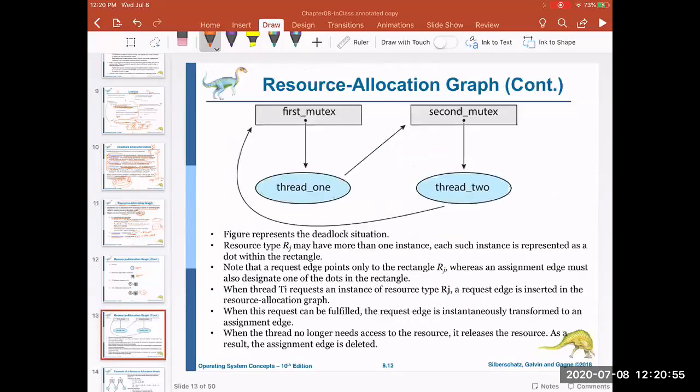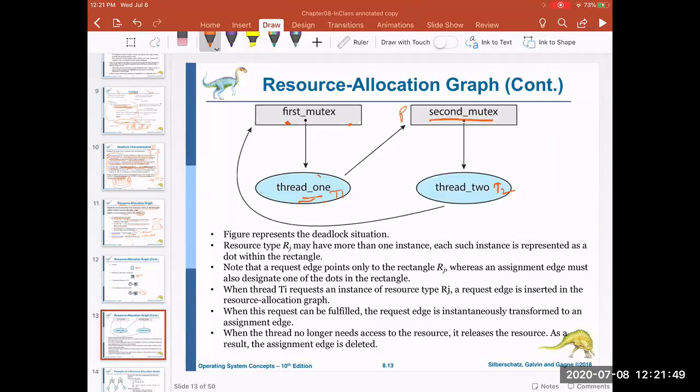Okay, now let us look at the deadlock condition. What is happening here? T1 is requesting the second mutex.